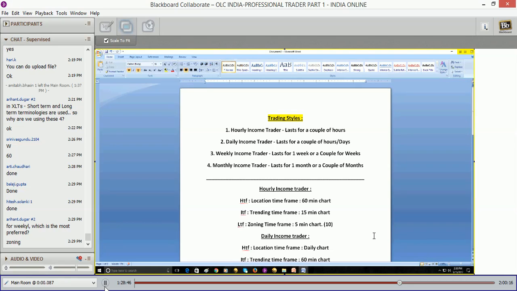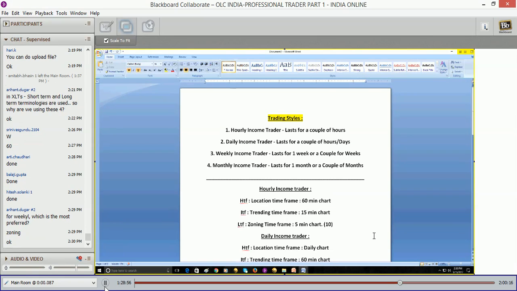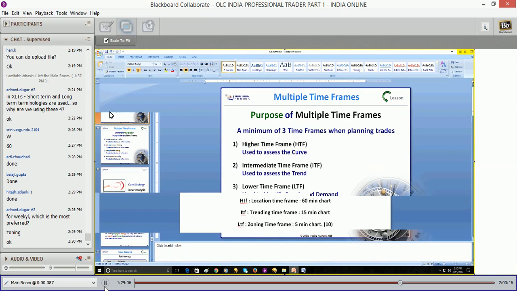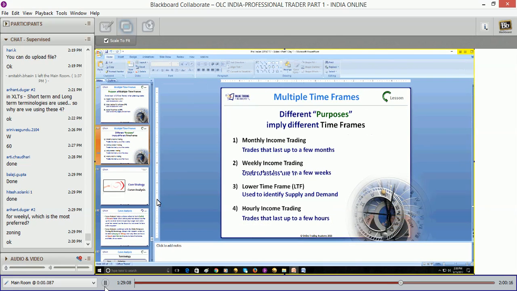Arihant, there is no preferred time frame. The time frame which will be preferred will be the one in which the level structure looks the best. And we'll come to that, my friend. Wherever the level structure looks the best, that is going to be the most preferred time frame. Clear, everybody? Yes, no?